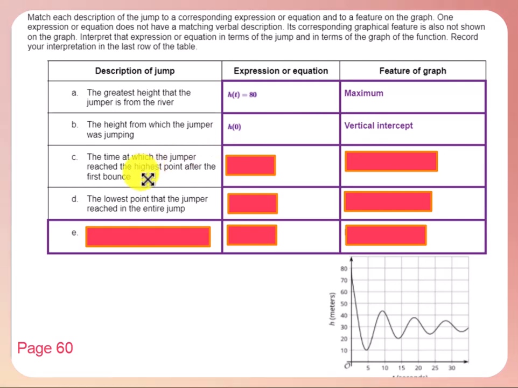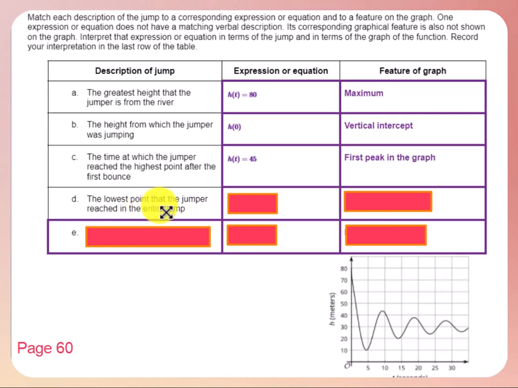The time at which the jumper reached the highest point after the first bounce. So you're looking at the max, you're starting here, you're dropping down, okay? That first peak is going to be h of t equals 45. So the output is 45, and that's going to be at about how many seconds? At about 8 seconds. That's the first peak in the graph.